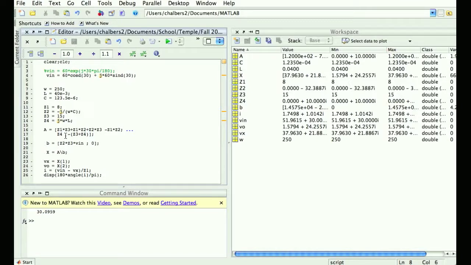Just for the record, if you decided to do this with mesh or node, I can never keep them straight, this is node. If you want to do this with mesh, it would work exactly the same way. Instead of solving for Vx and V out, you'd solve for I1 and I2, but mechanically it would work exactly the same and you'd get exactly the same answer.